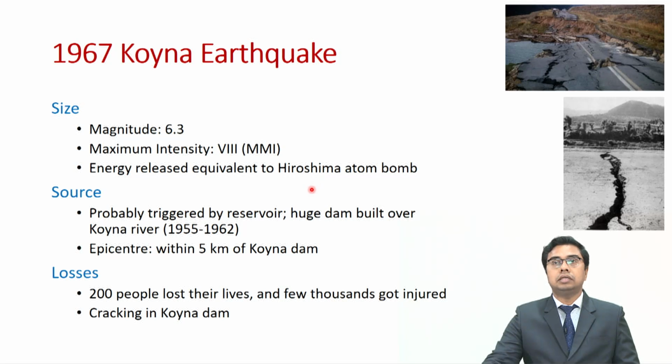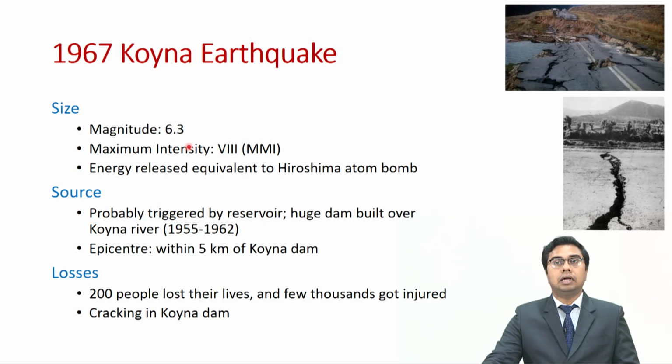Coming to the 1967 Koyna earthquake which happened in India. It happened very close to Koyna dam, within 5 kilometers of the dam. The dam had been built between 1955 and 1962, and the earthquake happened in 1967. That's how some people perceive that it was probably triggered by the reservoir.